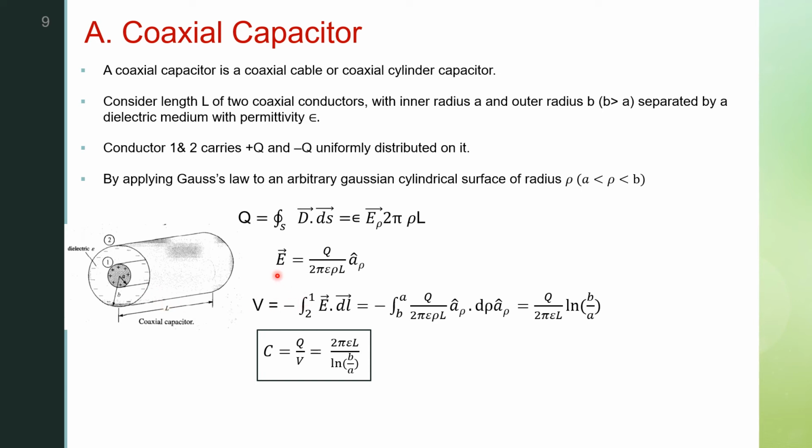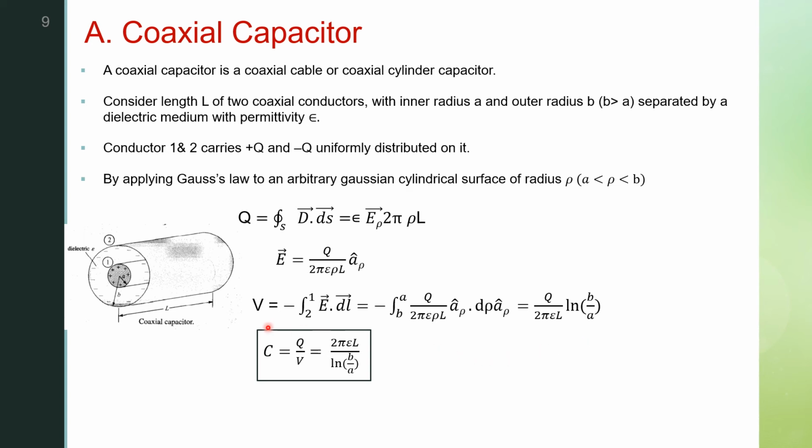Once you have the electric field intensity E, we can determine the potential difference V is equal to minus integral from 2 to 1 of E dot dl, that is equal to minus the integral from b to a of E, where E is Q by 2 pi epsilon rho L a rho, dot dl. The dl component is d rho a rho. Integrate it, apply the limits, and you will get Q by 2 pi epsilon L ln b by a.